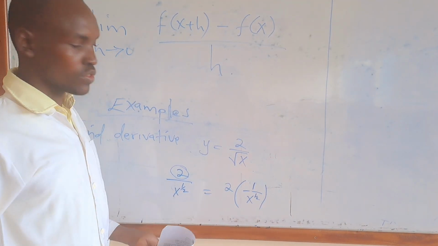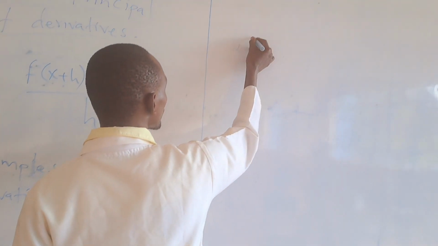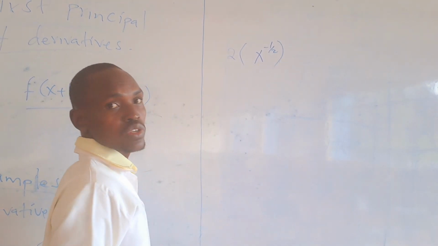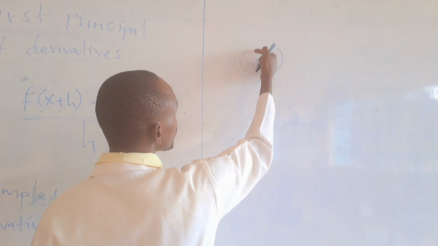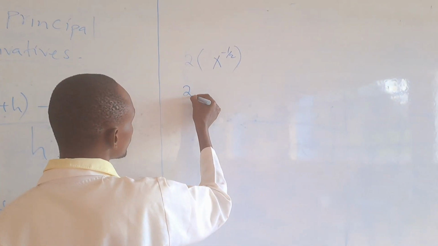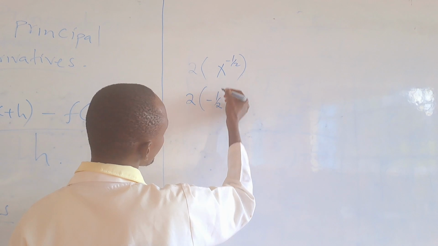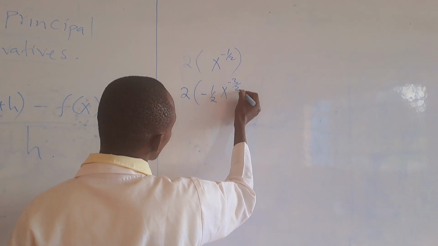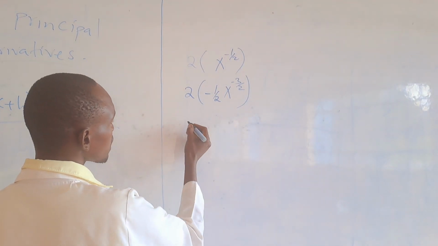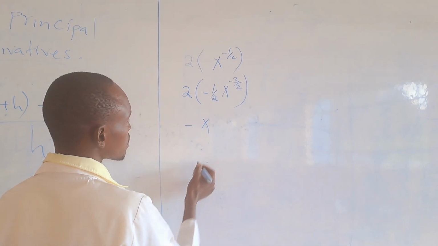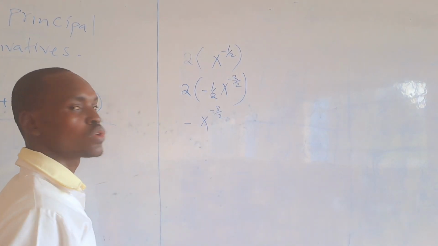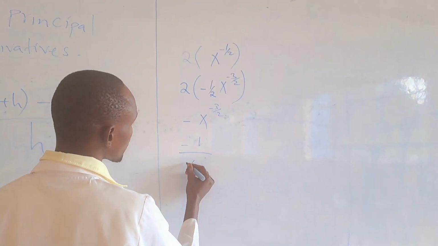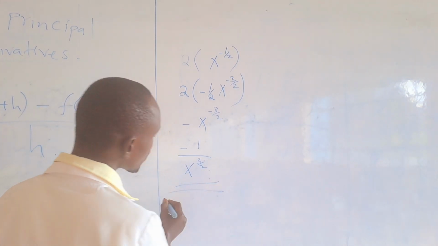We write the reciprocal of this, and the reciprocal will be 2 into x raised to power negative half. From this, we are able to differentiate using the power rule. So it will be 2 into negative half x raised to power negative half minus 1, which is negative 3 over 2. If you open this bracket, it will be negative x raised to power negative 3 over 2. Writing the reciprocal of this, it will be the same as negative 1 over x raised to power 3 over 2. And you shall have got the answer.